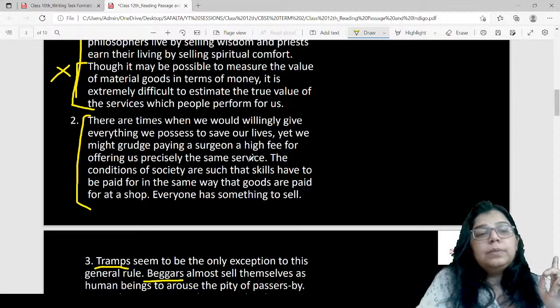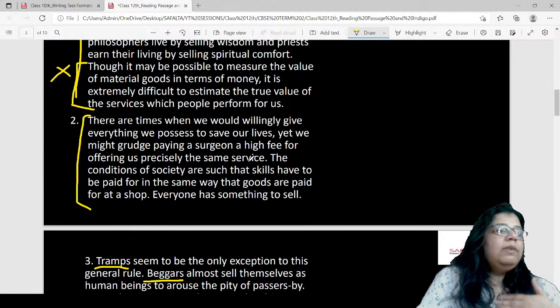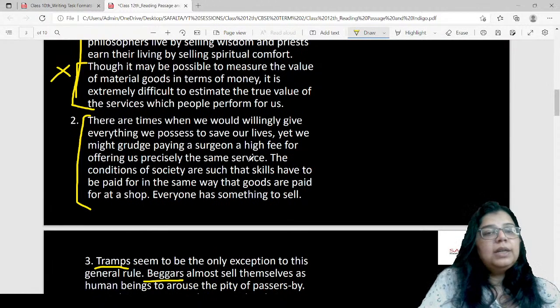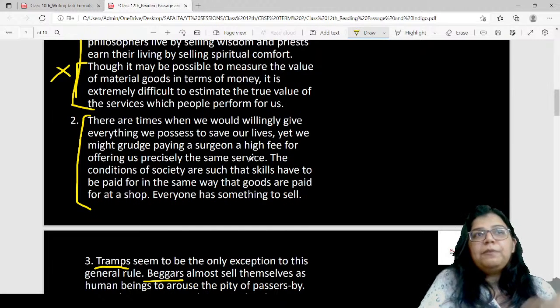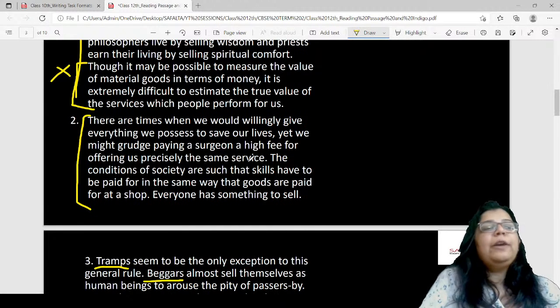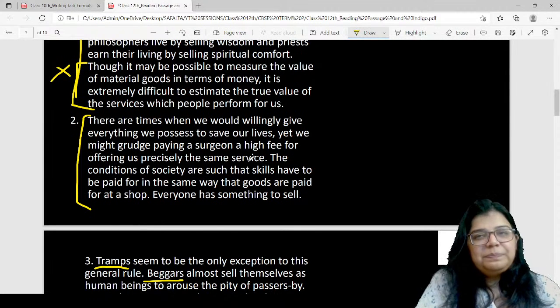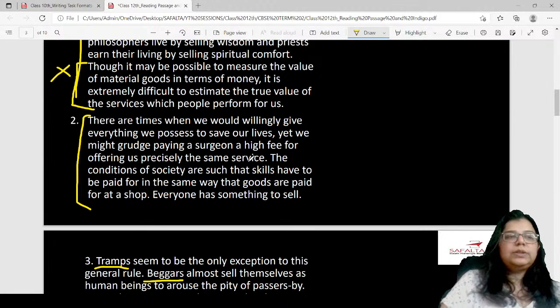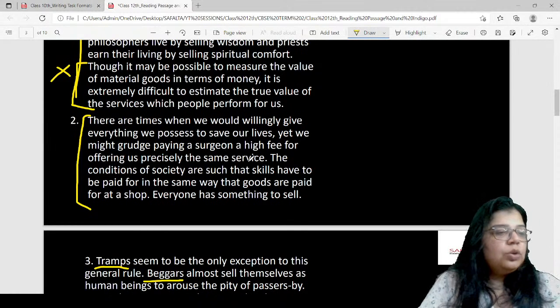There are times when we would willingly give everything we possess to save our lives. So, obviously when we are ill, when our lives are in danger, we are ready to pay anything to save our lives. But here it says, yet we might grudge, right? And we do that if we have to pay a doctor or a hospital a very high fee for treating the same condition. Now, grudge is your word. Grudge means that you feel hurt about, you feel angry about it. Okay? All right. Let's go to the next one now.